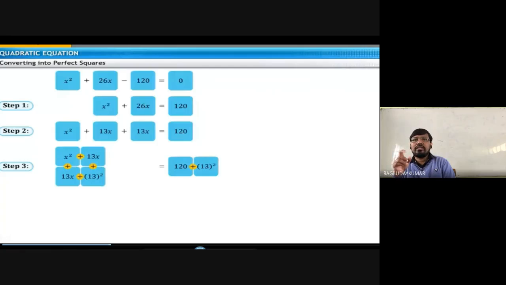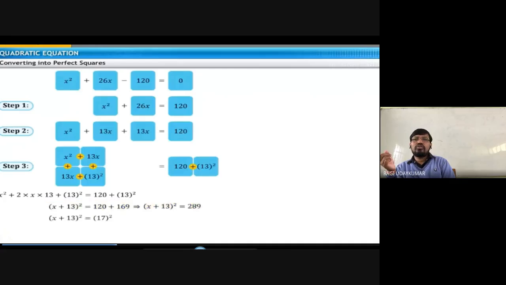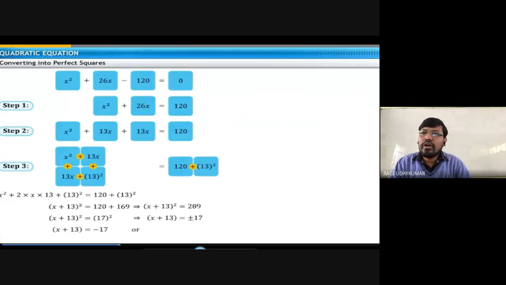So we need 13 square. 13 square is to be added on the left hand side as well as the right hand side, so that the left hand side we get a perfect square: a square plus 2ab plus b square. Now you can write it as x plus 13 whole square is equal to 120 plus 169, which is 289. 289 is the square of 17. So x plus 13 is equal to plus or minus 17. You get x plus 13 equal to minus 17 if you are taking minus, and plus 17 if you are taking plus. Then you will get minus 30 and 4.